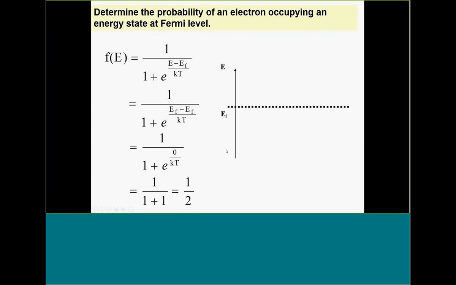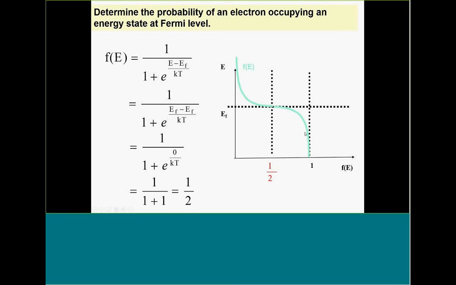So EF, okay, so the probability is between half and 1. So at the Fermi level, the probability is half. Okay, so that's how you draw up the curve, where at the Fermi level, the probability is half.